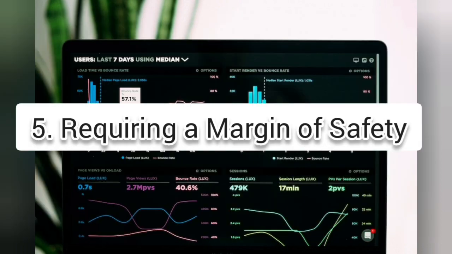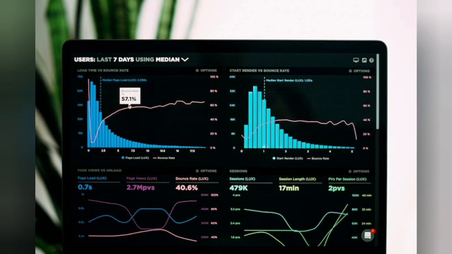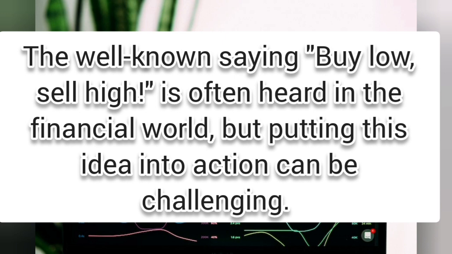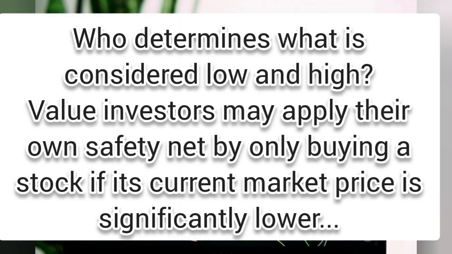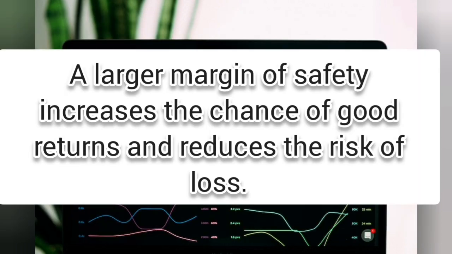Number 5 is requiring a margin of safety. The well-known saying, buy low, sell high, is often heard in the financial world, but putting this idea into action can be challenging. Who determines what is considered low and high? Value investors may apply their own safety net by only buying a stock if its current market price is significantly lower. So dapat wag mong kalilimutan yun na mayroong margin of safety.